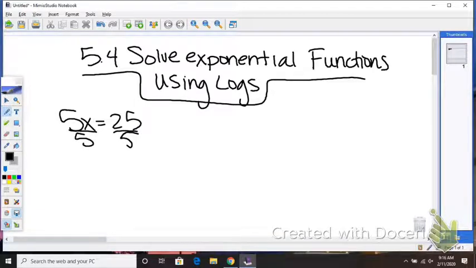Just like if I have x plus 7 equals 10, this is being added, so what do we do to move the 7?